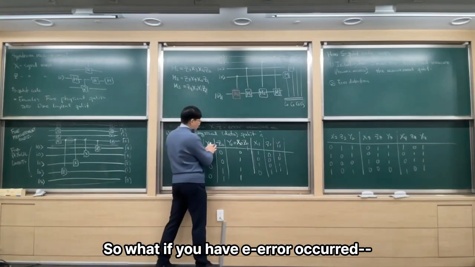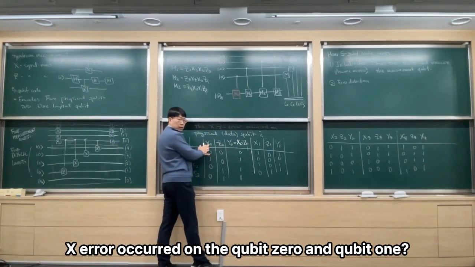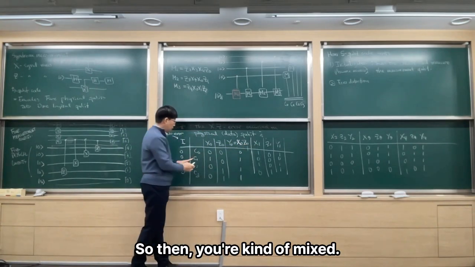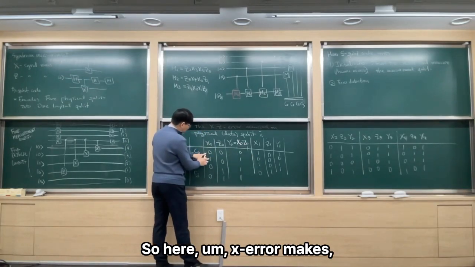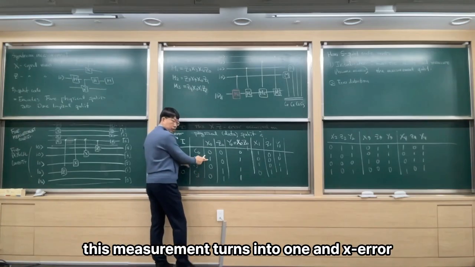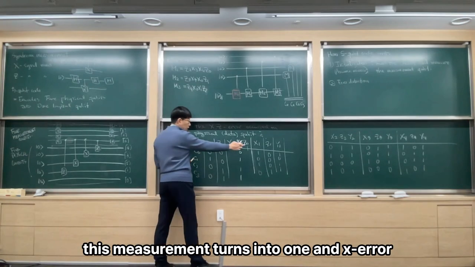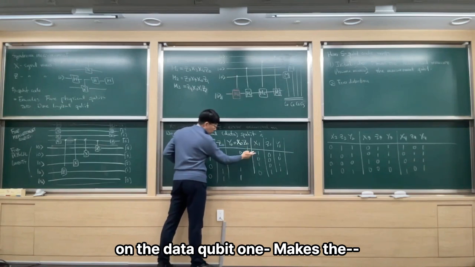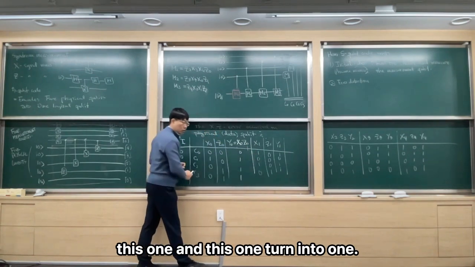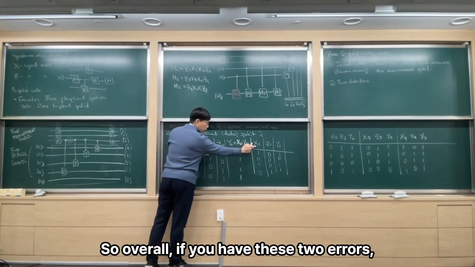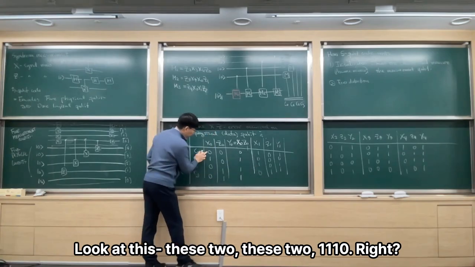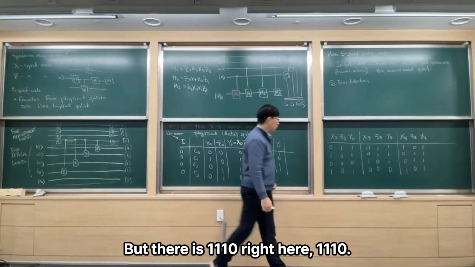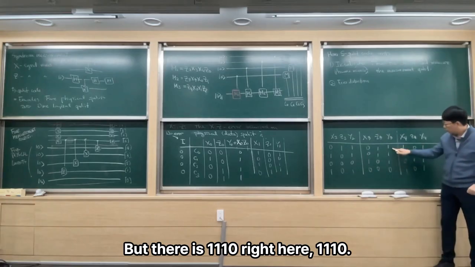So what if you have X error occurred on qubit 0 and qubit 1? Then it kind of mixes. So here, X error makes this measurement turn into 1, and X error on data qubit 1 makes this one and this one turn into 1. So overall, if you have these 2 errors, the footprint, the readout, will be 1, 1, 1, 0, right? Look at these two, 1, 1, 1, 0. But there is 1, 1, 1, 0 right here, too.